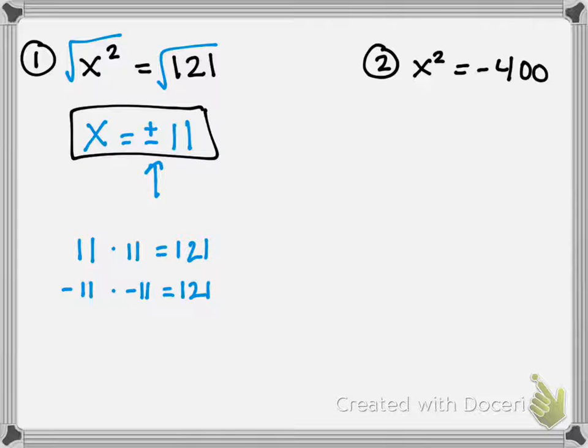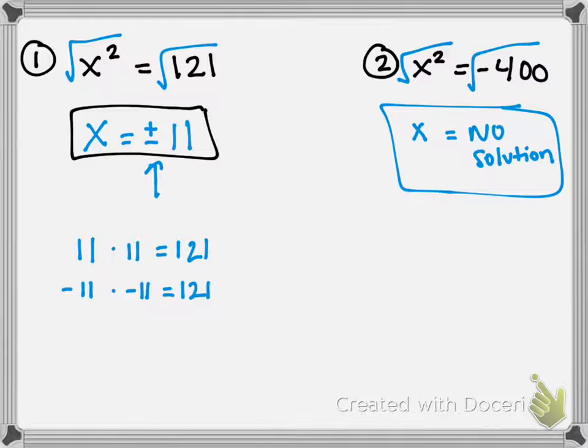All right, let's look at x squared equals negative 400. How do we solve for x? Take the square root of both sides. The square root of x squared is x. What is the square root of a negative number? We can't do the square root of a negative number. A number times itself will never equal a negative number. So this would be no solution. You cannot take the square root of a negative number.